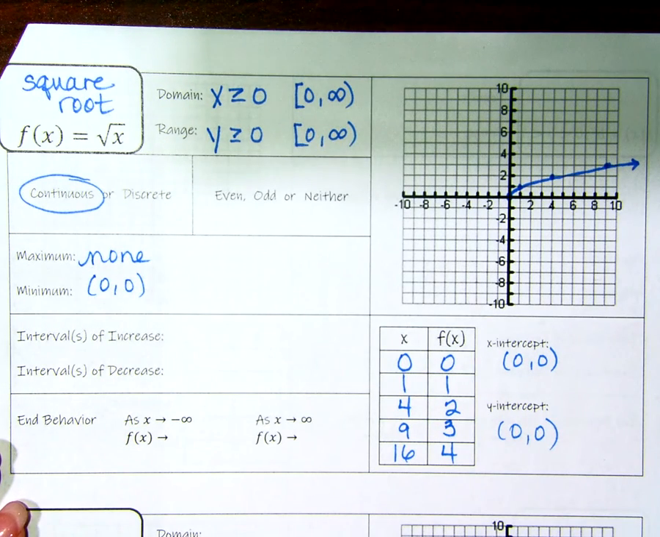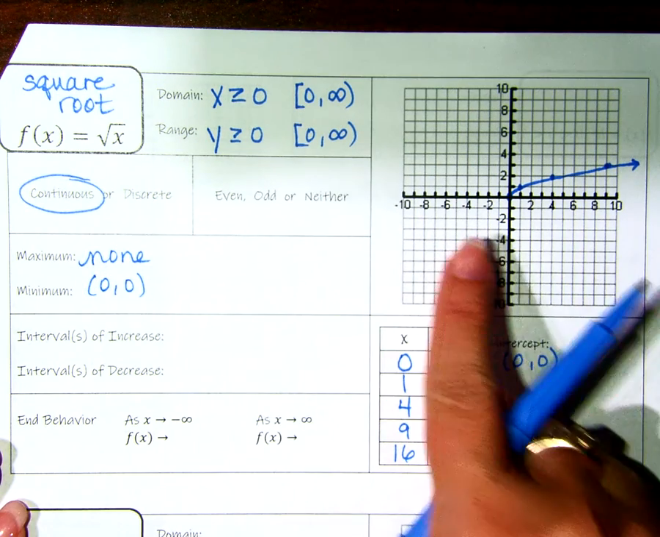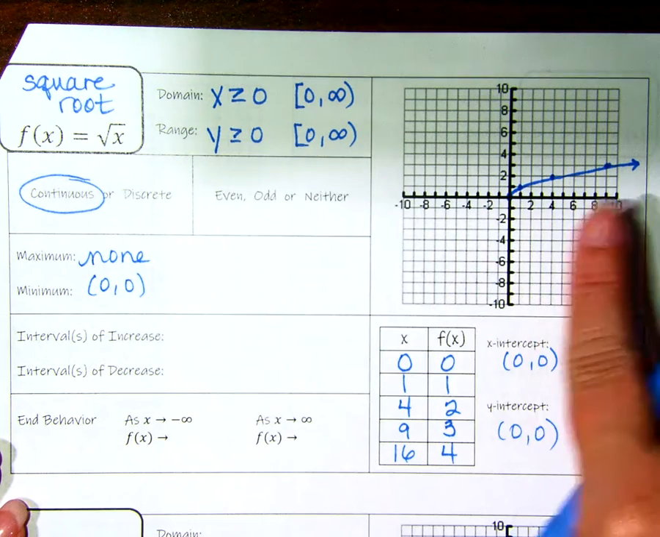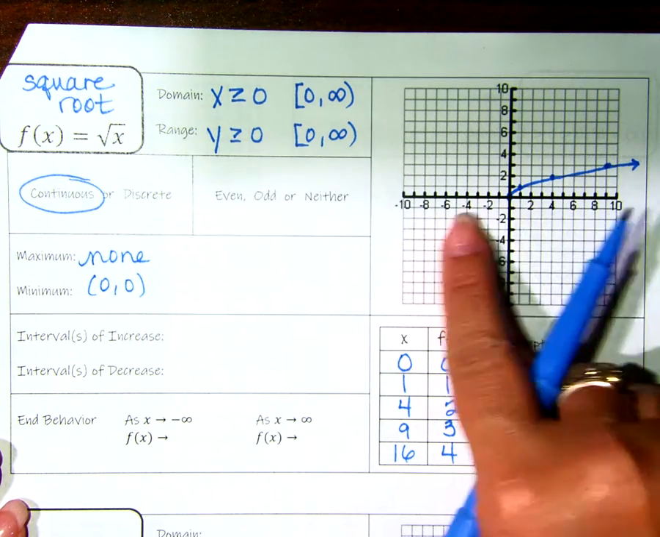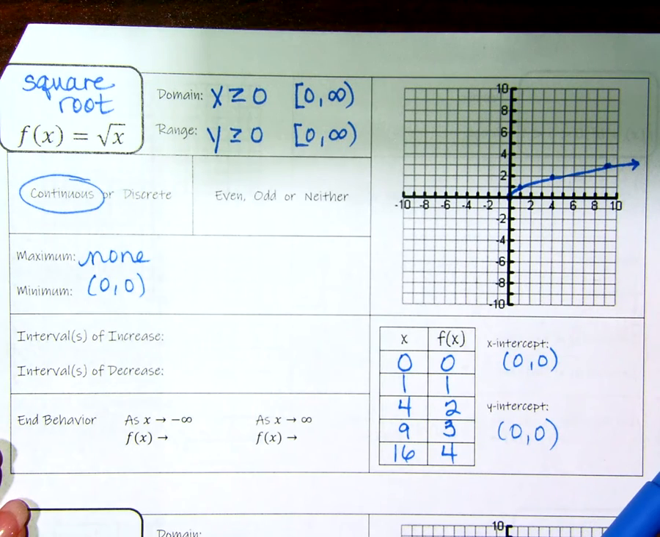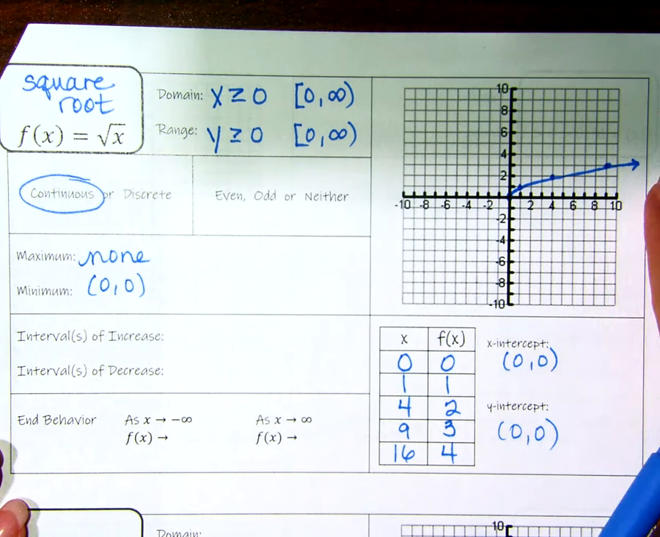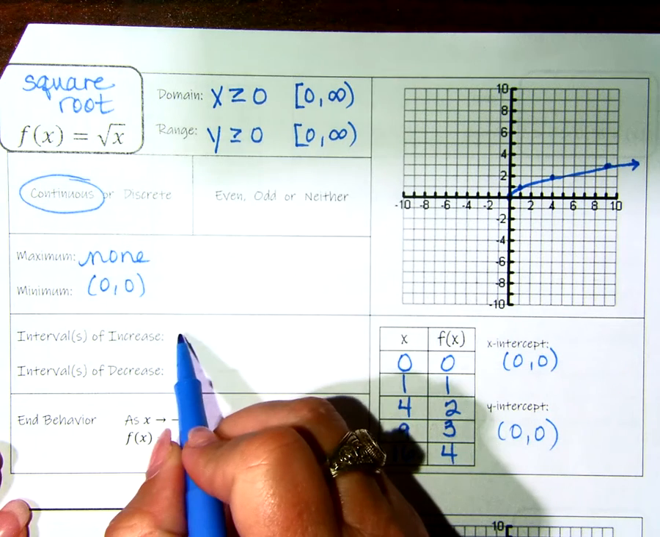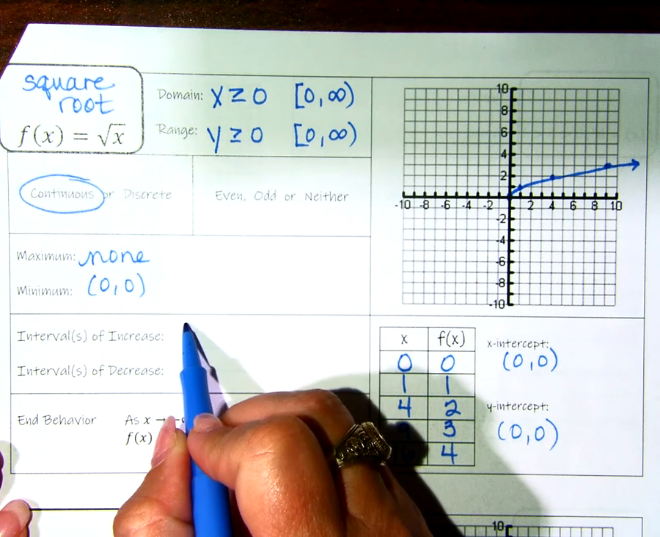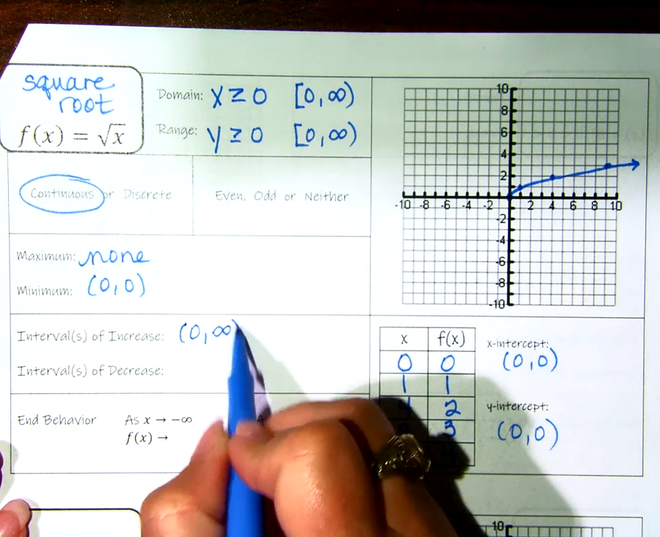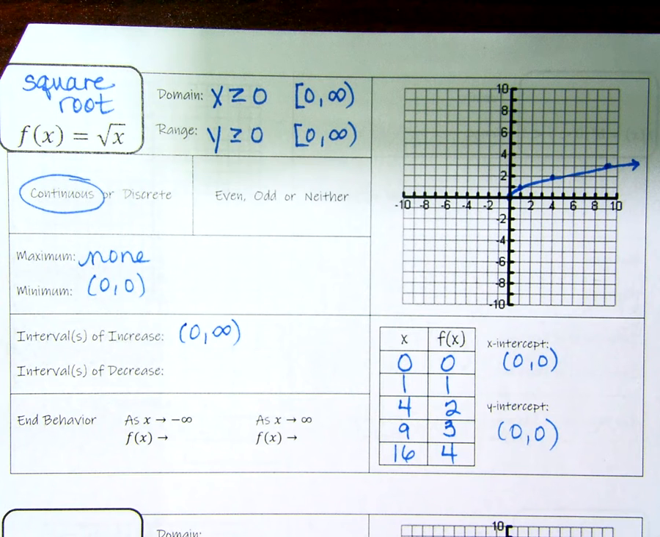Intervals of increase. Look at the graph, and if we're reading from left to right, where is it increasing? Where is it rising? Doesn't it start rising right here? Yeah? So basically 0 to infinity. So look at my intervals of increase and then look at my domain and tell me the difference.